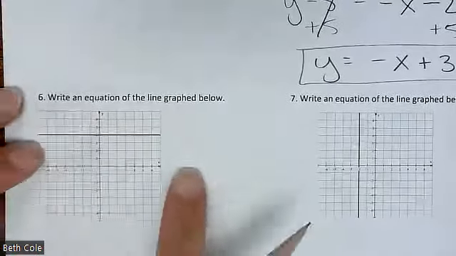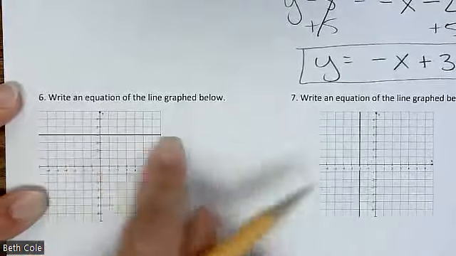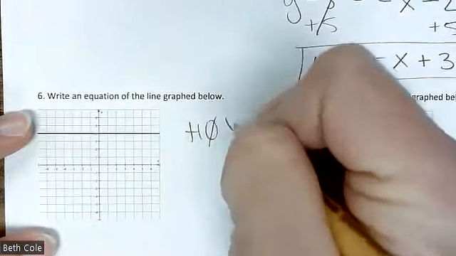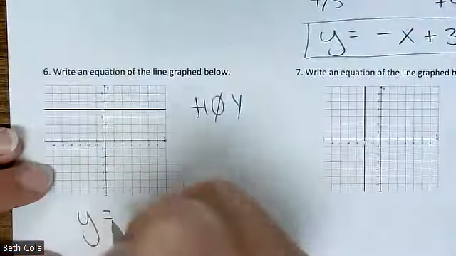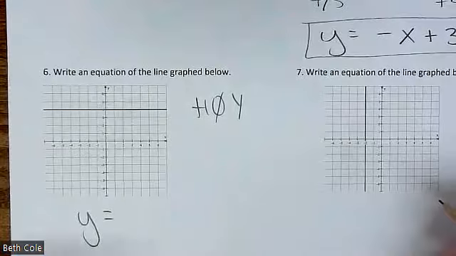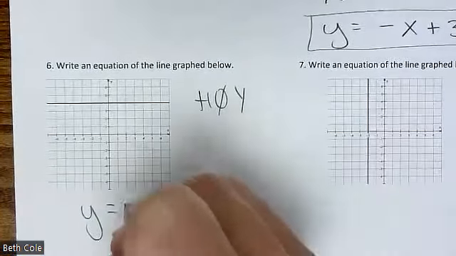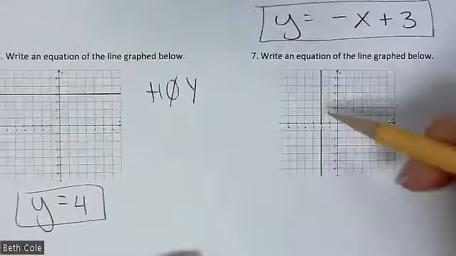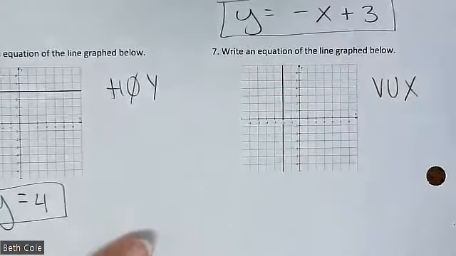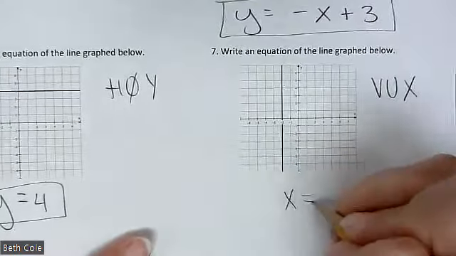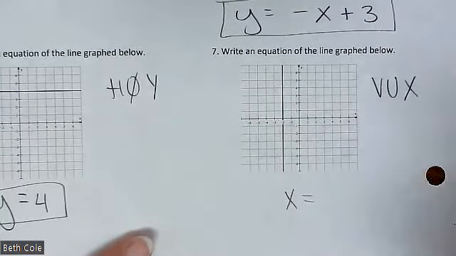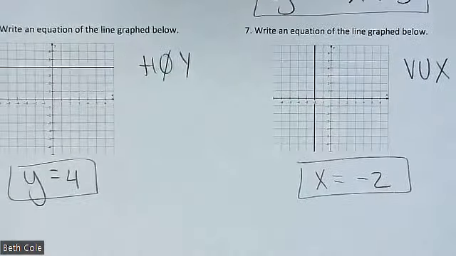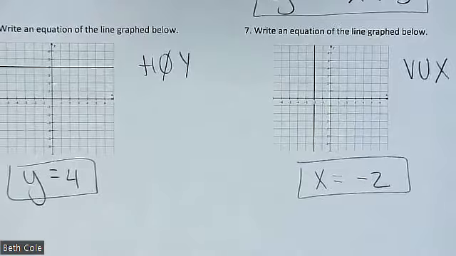Good. Okay, let me get everybody else there. Is this vertical or horizontal? It's horizontal. That's HOY, slope 0. Good. So it is going to be y equals, and then what number? Like, where's the line? 4. Good. This one is vertical. So VUX, undefined slope, it's going to be x equals, and then the number where the line is. Good. So there's no work for those, but you have to remember which one's x equals and which one's y equals.